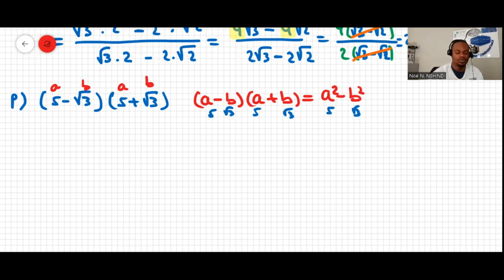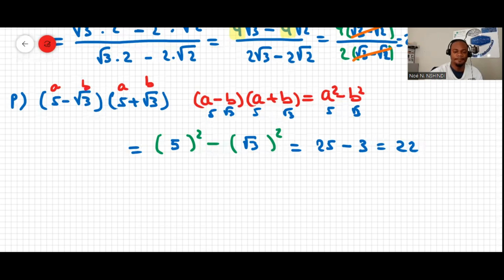Now let's go solve this. This will be then 5 squared. So we're going to do 5 to the power of 2, minus square root of 3 to the power of 2. So right here, 5 raised to the power of 2, and then square root of 3 also raised to the power of 2. Now this makes 25 minus square root of 3 squared is 3, and then that makes 22.